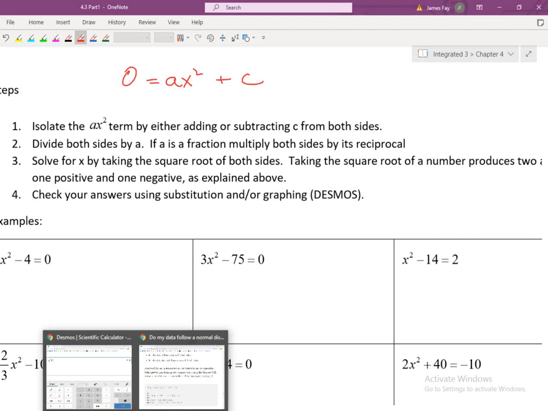The third step says solve for x by taking the square root of both sides. And taking the square root of a number produces 2 results. One will be positive, one will be negative, for the reason we just talked about. And then step 4, we'll check our answers using substitution and/or graphing with Desmos.